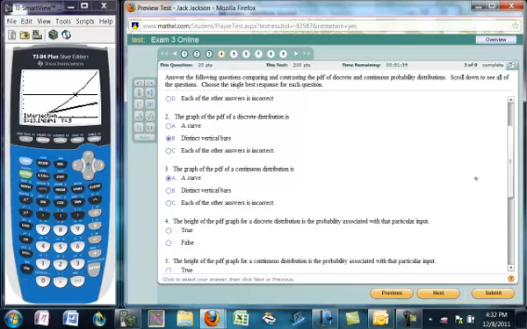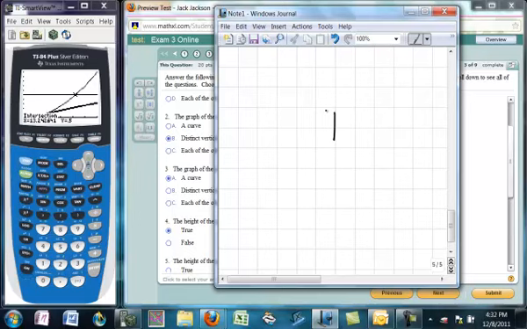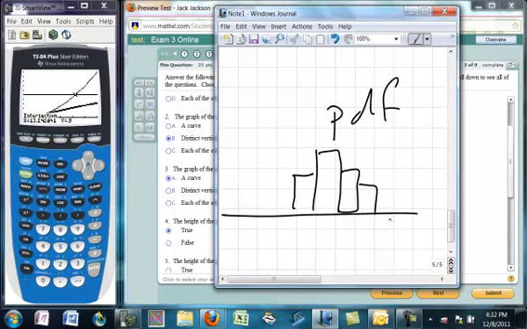The height of the PDF graph for a discrete distribution is the probability associated with that input. That is correct. So if you have a PDF in the discrete case, you're going to have some bars here, whatever they might be. And the height of this bar here is the probability of that particular x value. Say this is a, the probability of a is the height of that bar. Not necessarily its area. If its width is 1, it's its area. But it's proportional to that area.